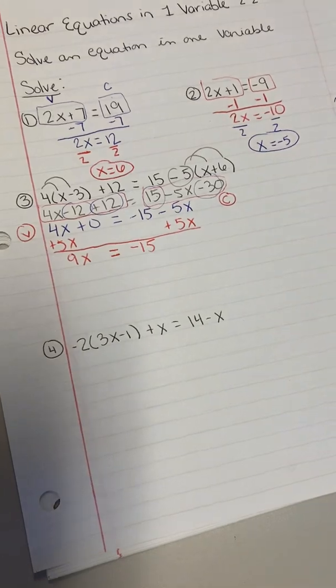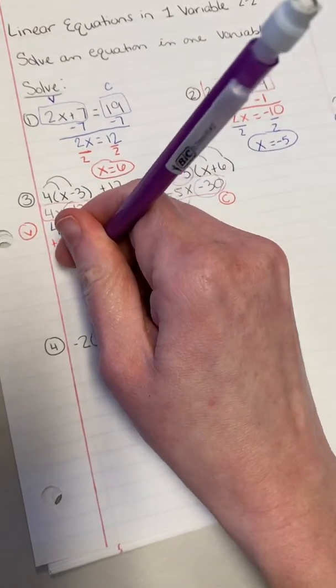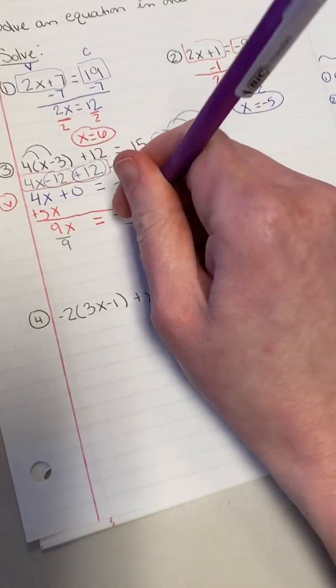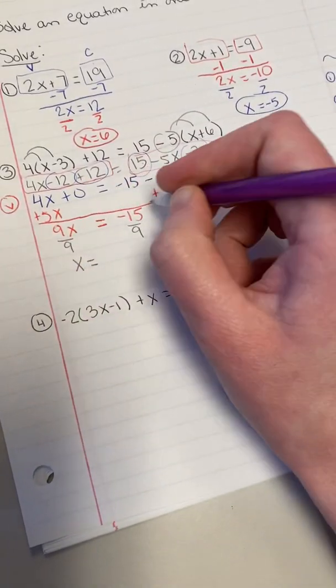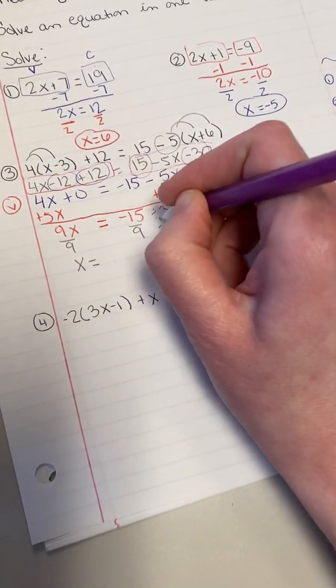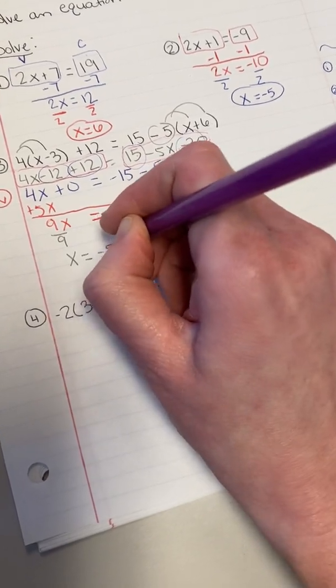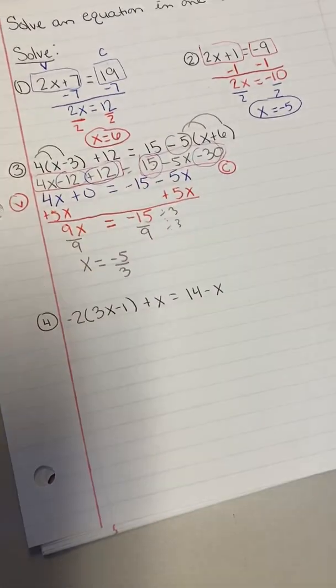Okay, so then I'm going to finish solving. I'm going to divide by 9. When I do that, I can simplify. So x equals, I can divide both by 3. So negative 5/3.